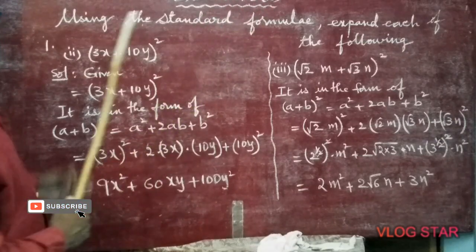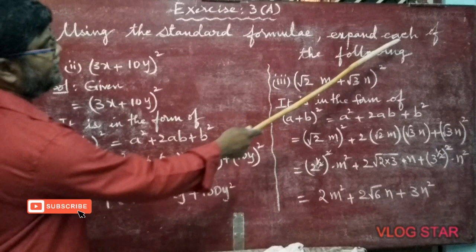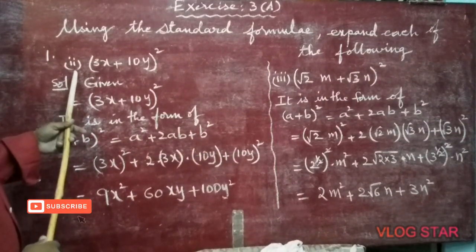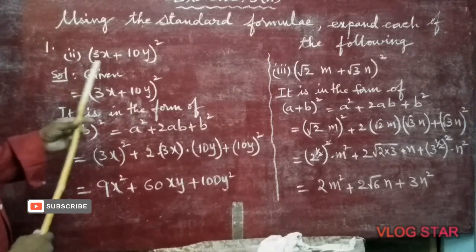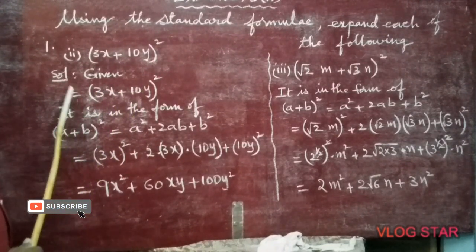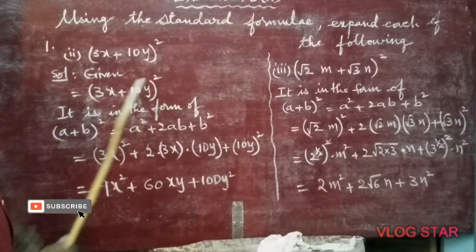Exercise 3a. Using the standard formula, expand each of the following. First problem, second bit: (3x + 10y) whole square. Solution: given (3x + 10y) whole square.